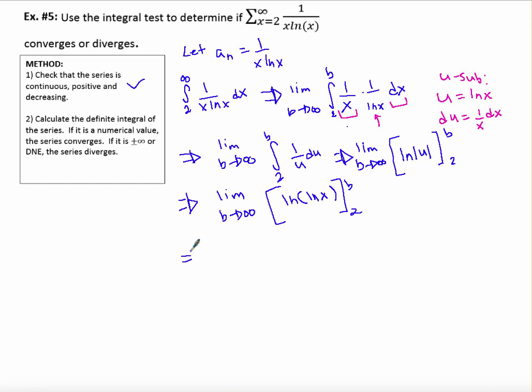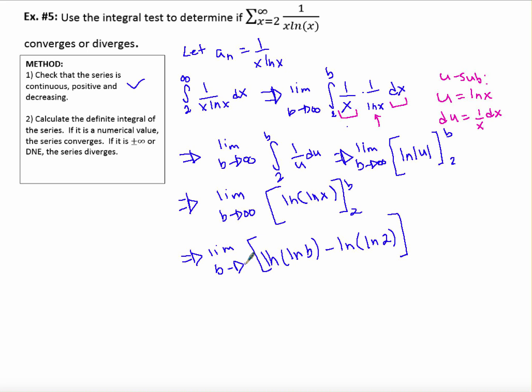So I've got now the limit as b approaches infinity of ln b, goodness me, minus ln 2. Okay, so let's take the limit now.